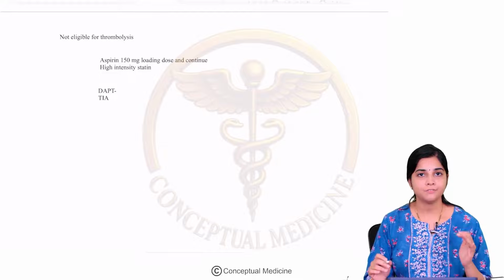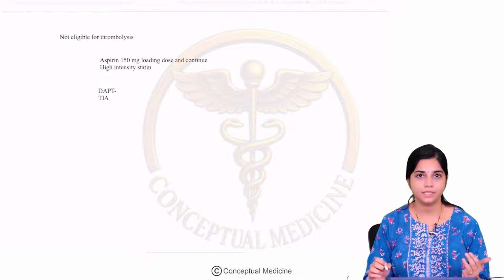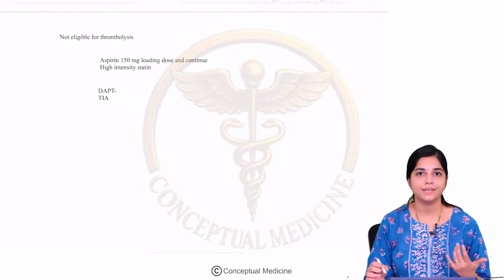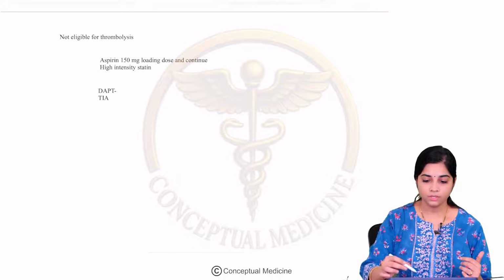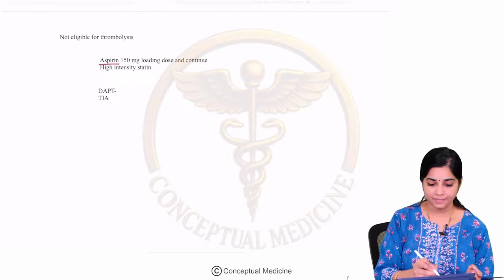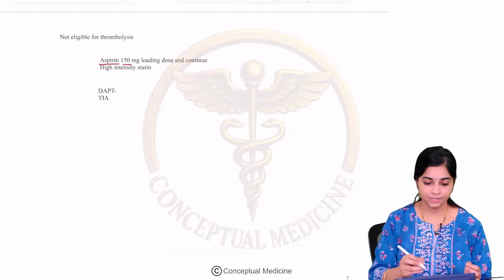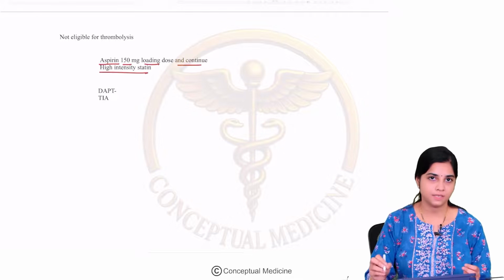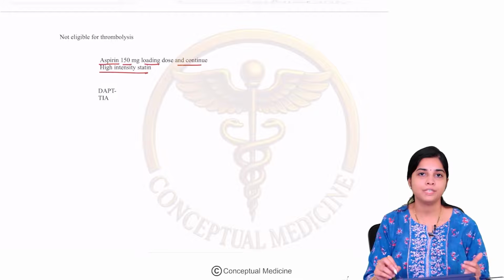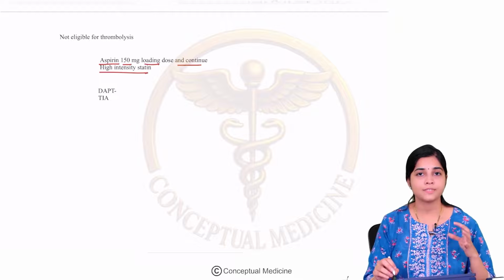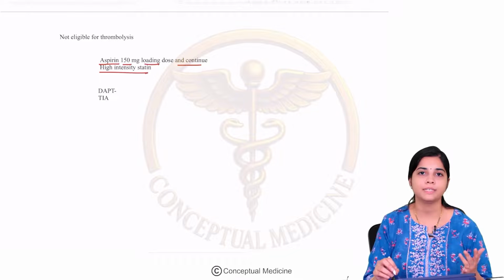Okay, fine. Now, if the patient is not eligible for thrombolysis, then what can be done? Either you go ahead with medical management or you can see if you can do an endovascular therapy. So what do you do for medical management? You give antiplatelet aspirin, given as a 150 mg loading dose, along with a high intensity statin, and you continue the same lifelong. You continue aspirin with a high intensity statin like atorvastatin 40 mg. So we give a single antiplatelet and a statin as part of the medical management.